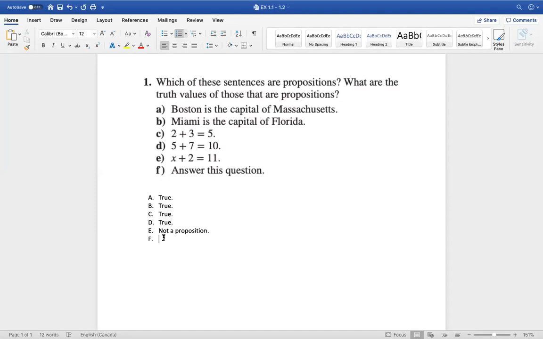Oh, okay. So you're just saying which ones are propositions first, and then you'll do the truth value, right? Exactly. So here we have A to D, which are propositions, and then we have part E, which is not a proposition because the value depends on X.